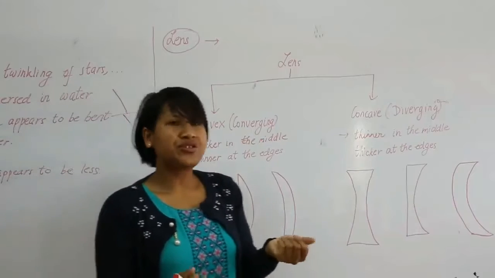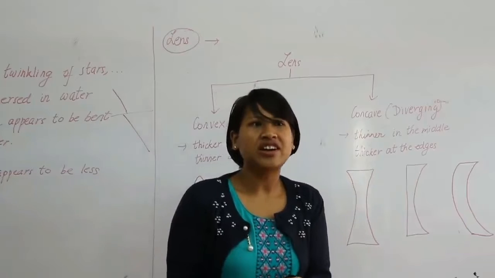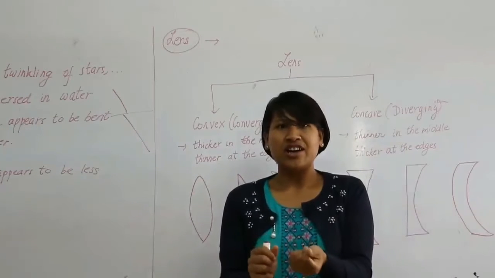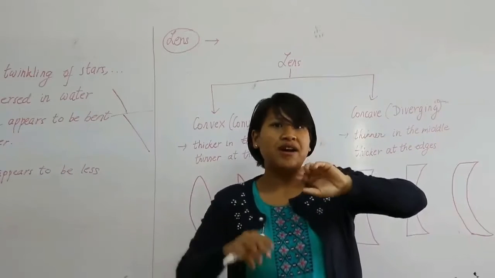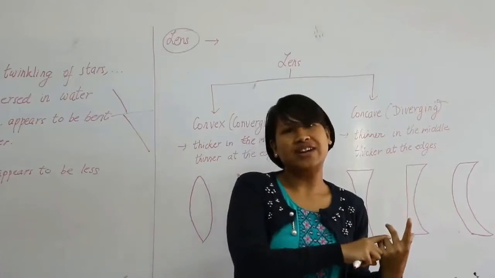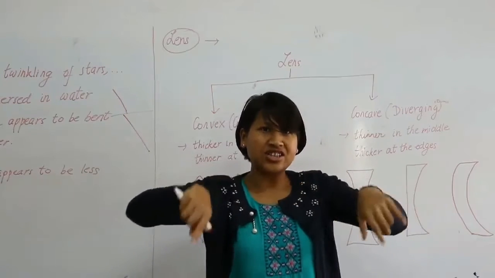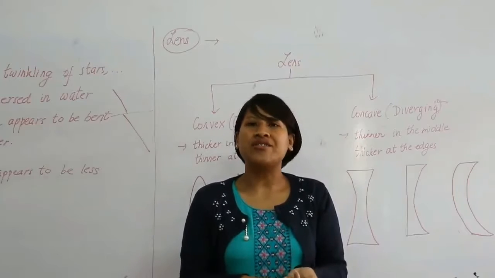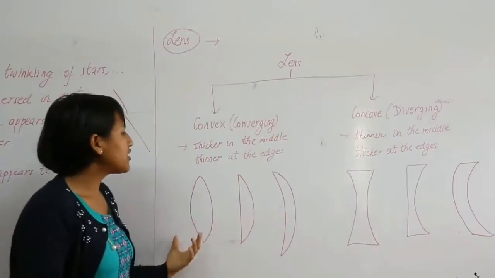Now, how can you differentiate between a convex and a concave lens? Just by touching. Suppose they give you a convex and a concave lens. Just by touching, you will find that a convex lens is thicker in the middle, but at the edges it is quite thinner. Those are convex lenses. But concave lenses are thicker at the edges and thinner in the middle. Those are concave lenses. And we have three types of each.